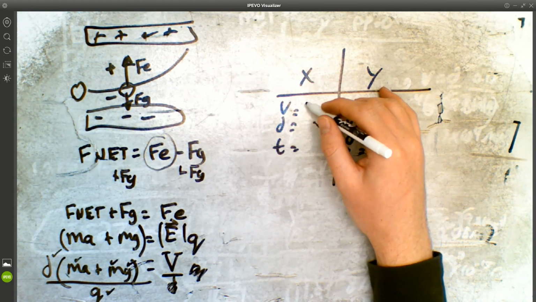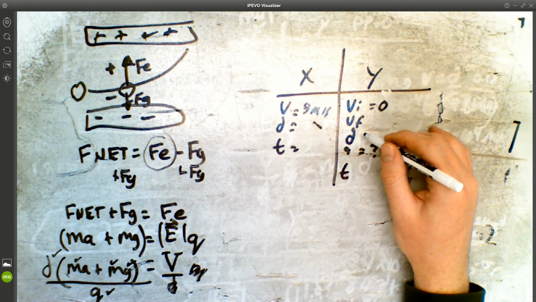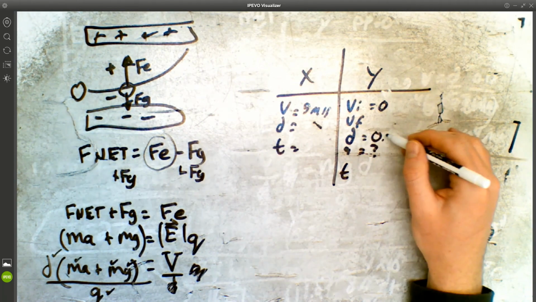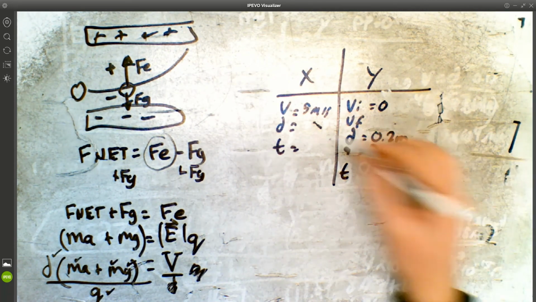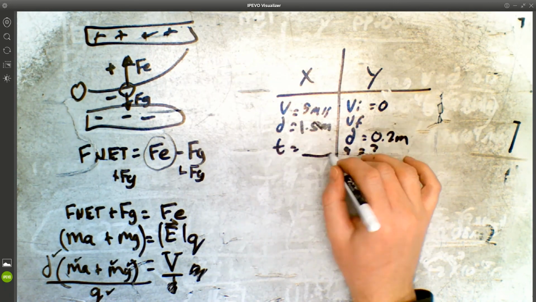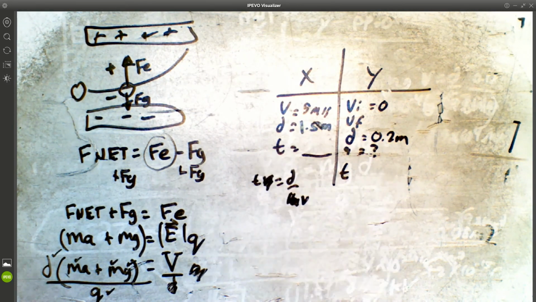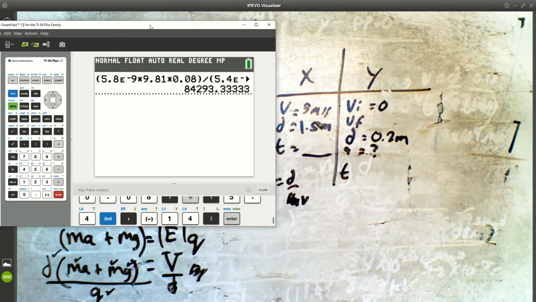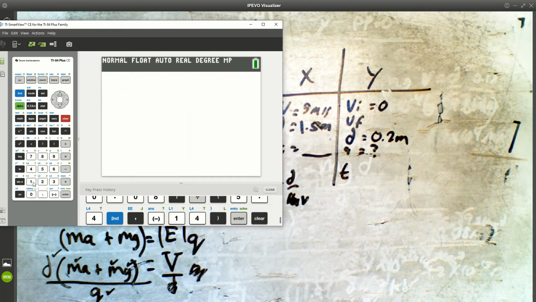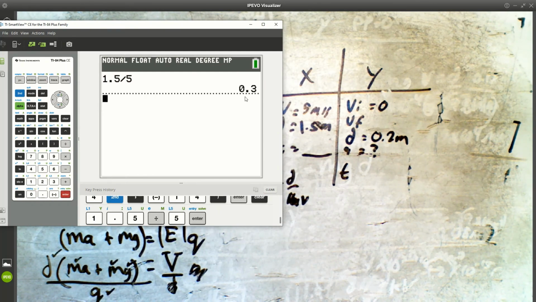So initially, it's just moving in the X at 5 meters per second. Initially, in the Y, it's 0. It moves a distance upwards of 0.2 meters. Right? And in the X, it moves a distance of 1.5 meters. So we have enough information for time. v equals d over t, t equals d over v. So if we plug that in, we want distance over velocity, so 1.5 divided by 5, and we get 0.3.